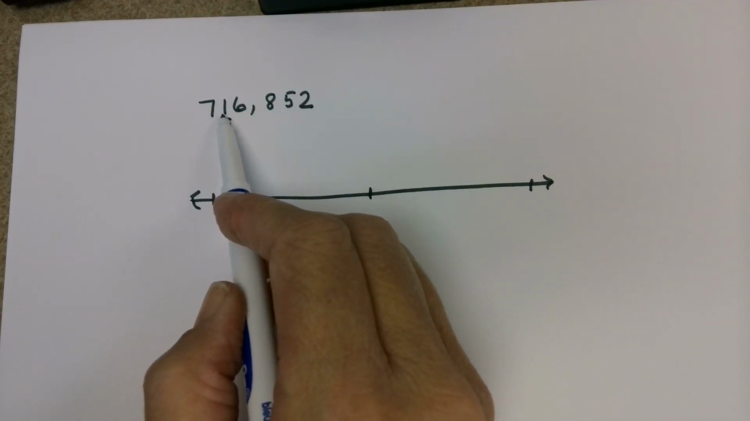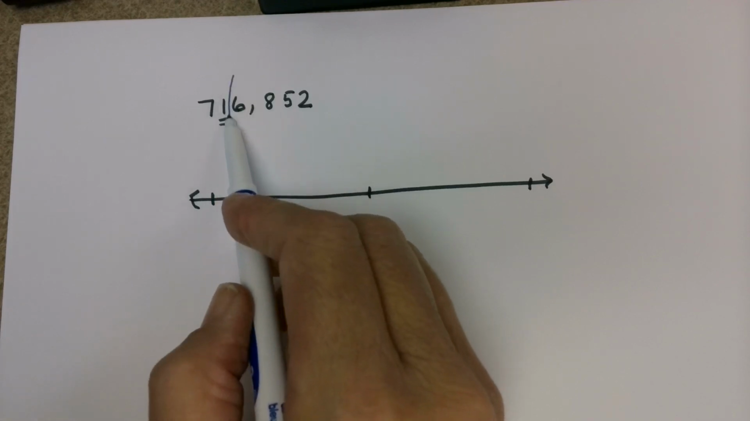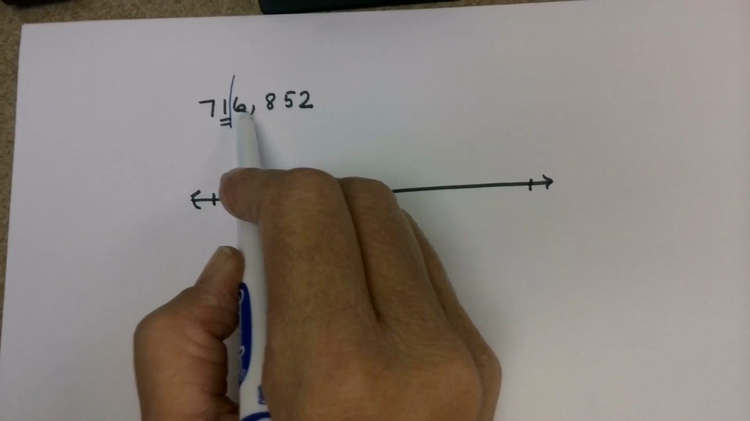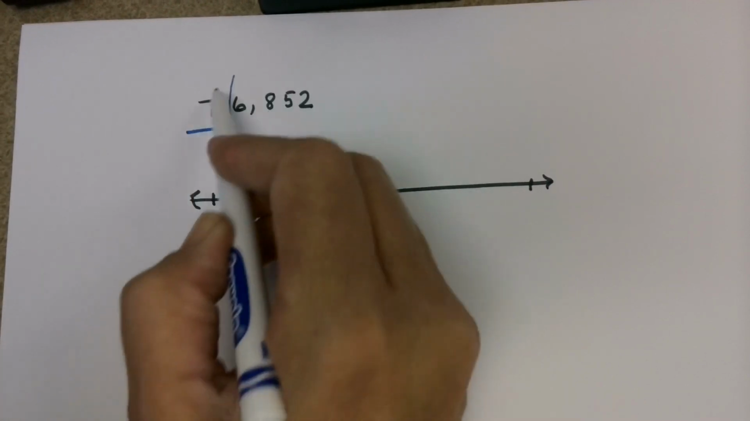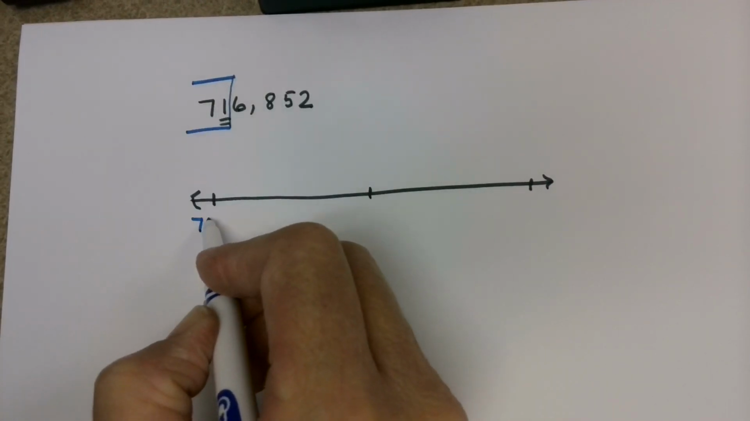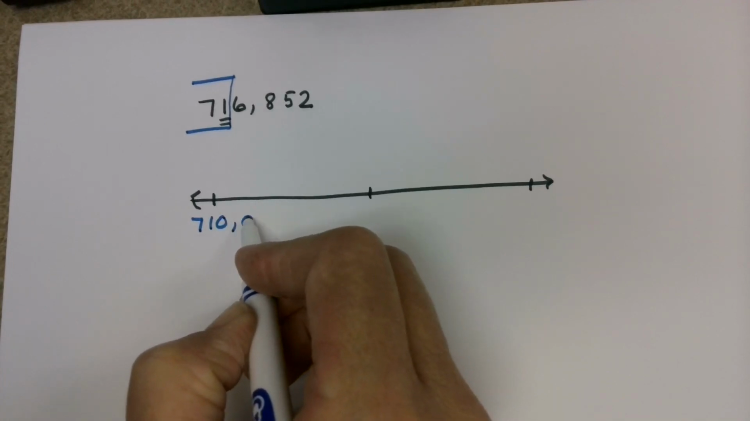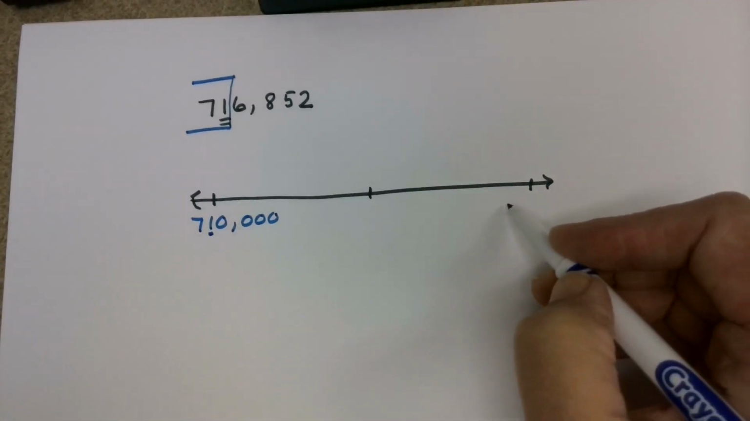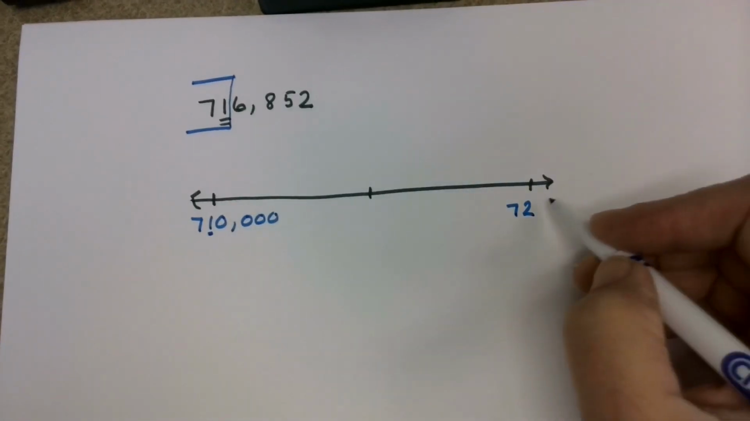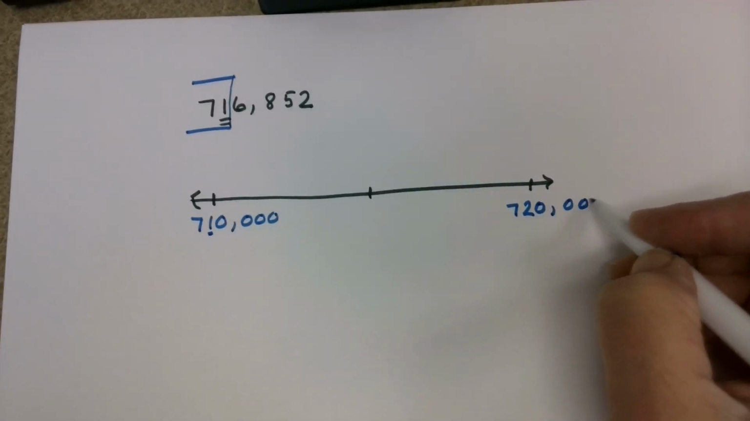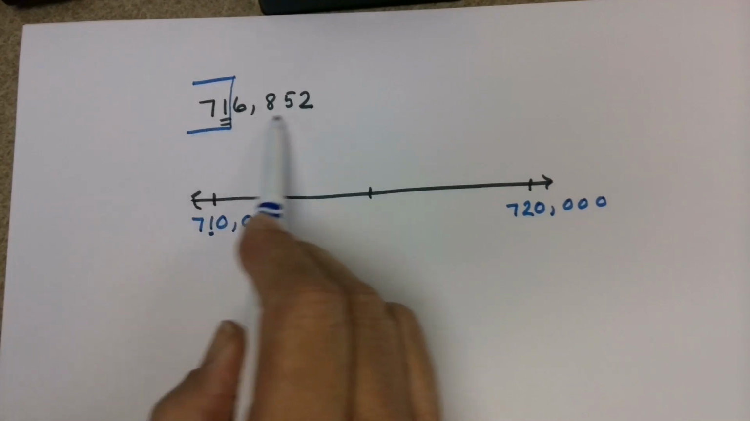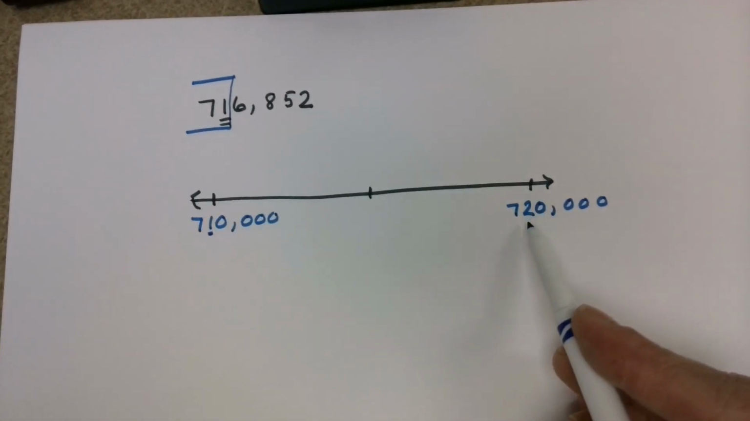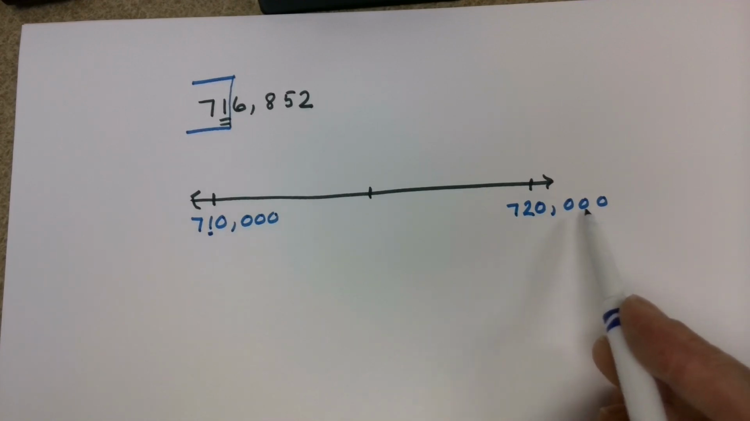So this is 71 to the left. So I've got 716,852. I'm keeping the 71. Everything else turns into a 0. And down here, one more 10,000 would be a 72, and everything else turns to a 0. So my original number falls between 710,000 and 720,000.